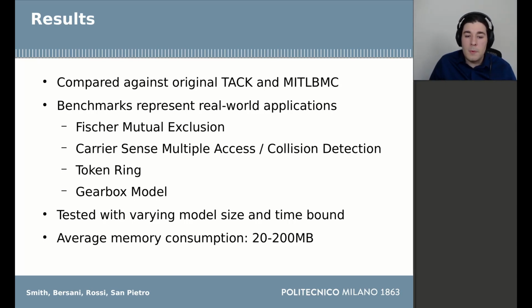In addition, we have the token ring model. This is a fairly simple model where we have a group of agents arranged in a ring. They pass a token between themselves that represents exclusive access to, again, some sort of shared resource. And finally, we also have a gearbox model. This is a model of a realistic automatic transmission machine, a car, that has a gear interface, so you can set the gear to reverse, neutral, first, second, etc.